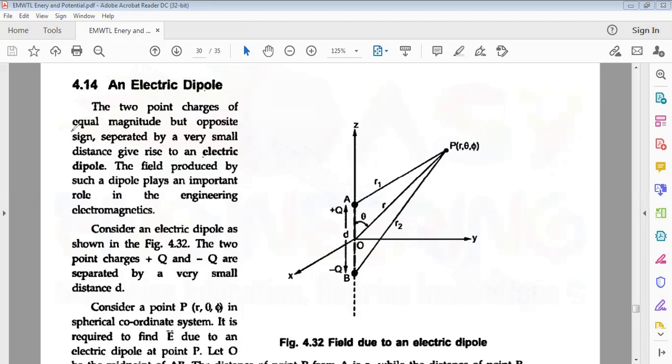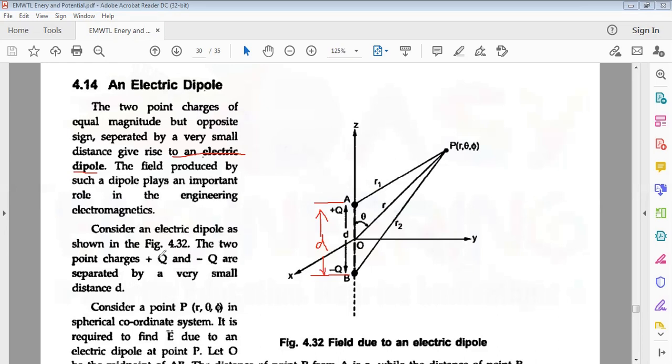Two point charges of equal magnitude but opposite signs, separated by a very small distance. The distance is d. Very small distance. You call it an electric dipole. The field produced by such a dipole plays an important role in engineering electromagnetics. Consider an electric dipole as shown in the figure here, figure 4.32.